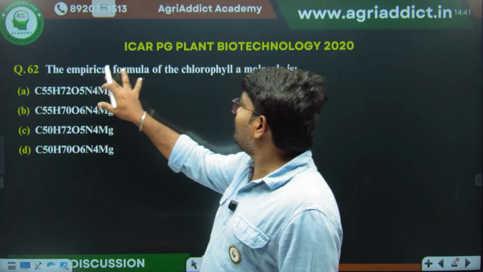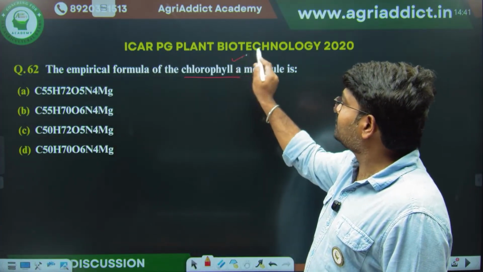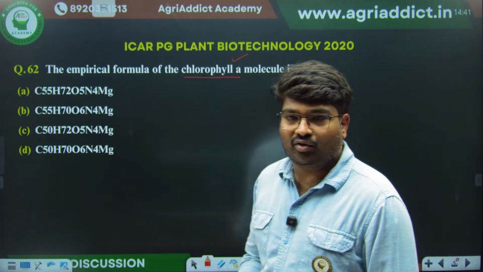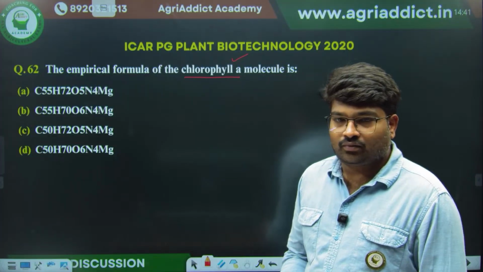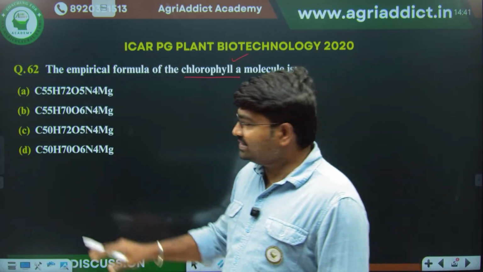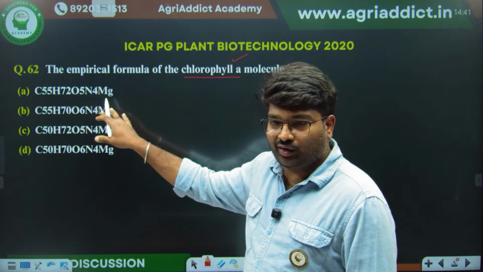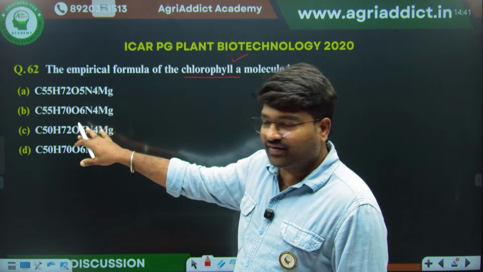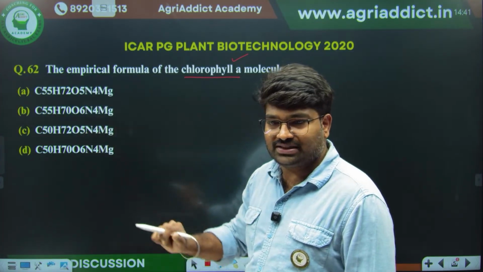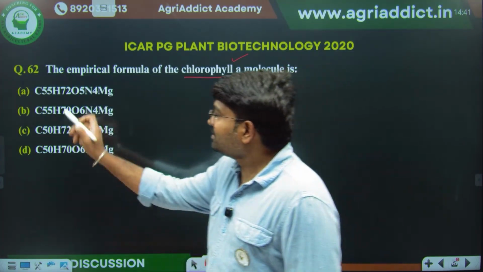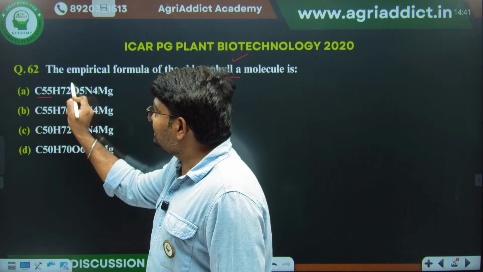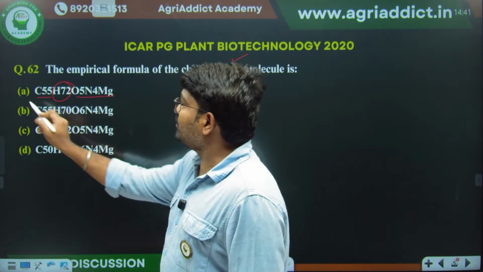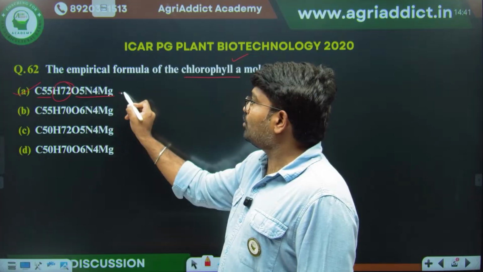What is the empirical formula for chlorophyll A molecule? What will be the formula for chlorophyll A? C55H72O5N4Mg or C55H70O6N4Mg? What will be the answer? C55H72O5N4Mg. Okay, this is for chlorophyll A.